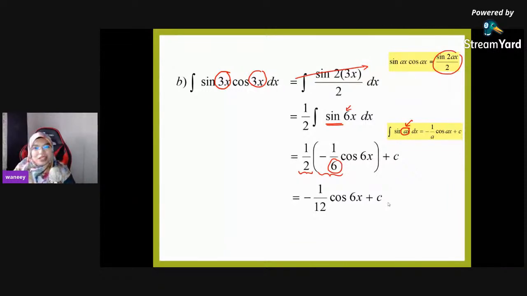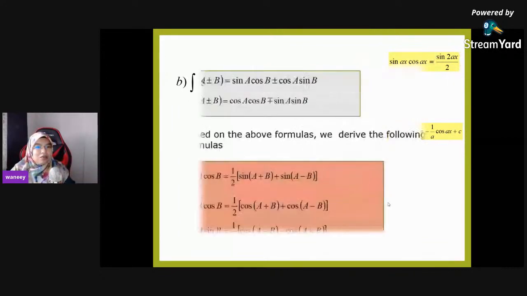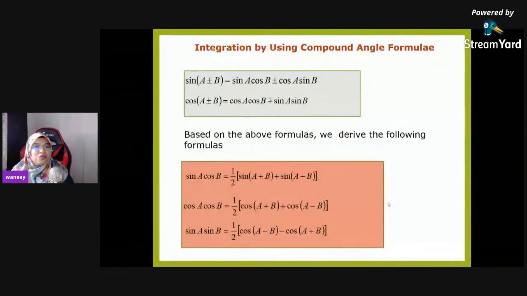Now, let us proceed to something else about trigonometric function. So for this one, we are using the double angle formula to modify them into a basic rule so that we can integrate them much more easier. So now, let us refer to the compound angle. So sometimes we have a sine multiply with a cos plus minus a cos multiply with a sine.